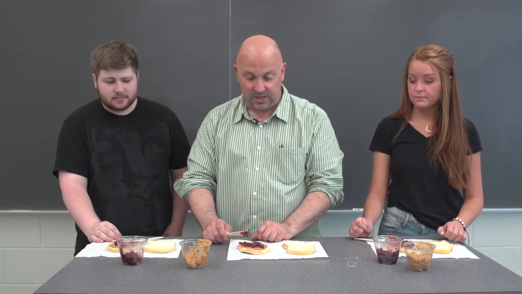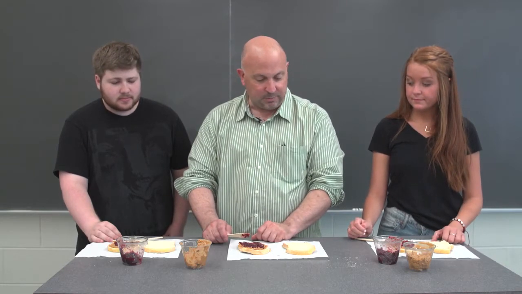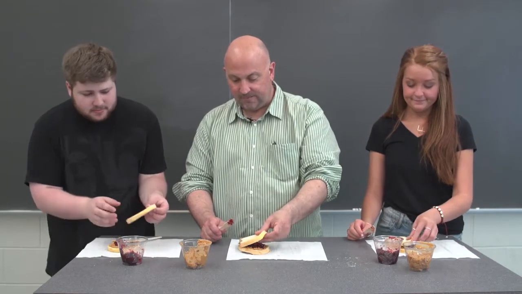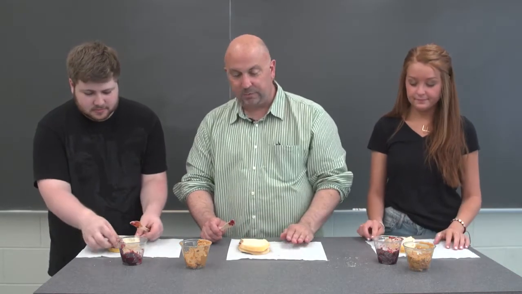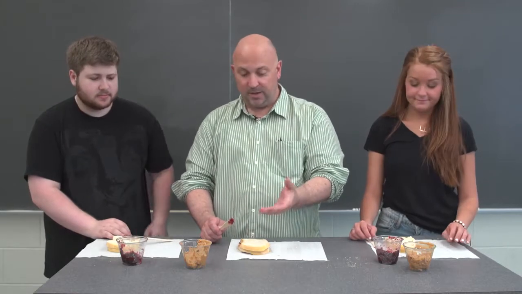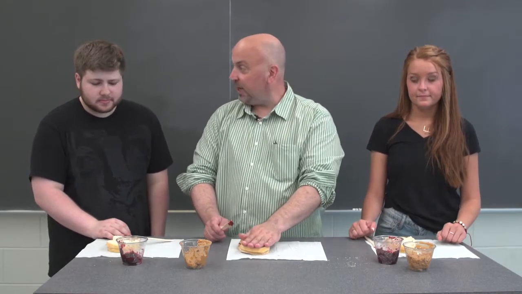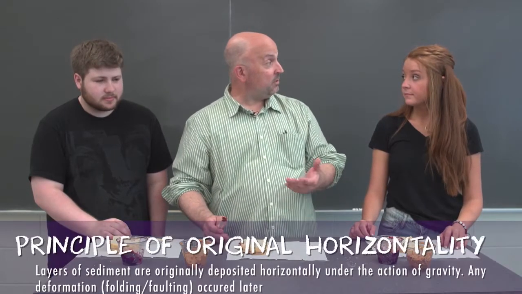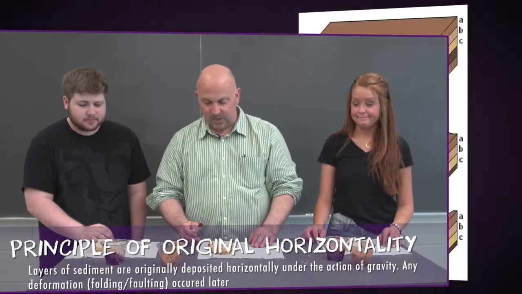But the jelly is on top of the peanut butter, so it's superposition. And now what's our last part? Last piece of bread to make our final layer. So superposition: bread, peanut butter, jam, bread. It's all superposition. We made this peanut butter and jelly sandwich while it was all flat. So that's the principle of original horizontality.